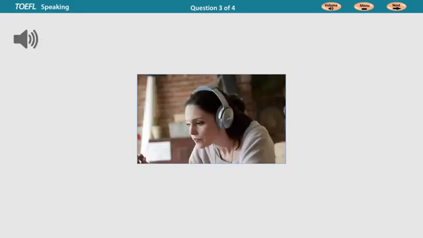Number 3. In this question, you will read a short passage on an academic subject and then listen to a talk on the same topic. You will then answer a question using information from both the reading passage and the talk. After the question, you will have 30 seconds to prepare your response and 60 seconds to speak.